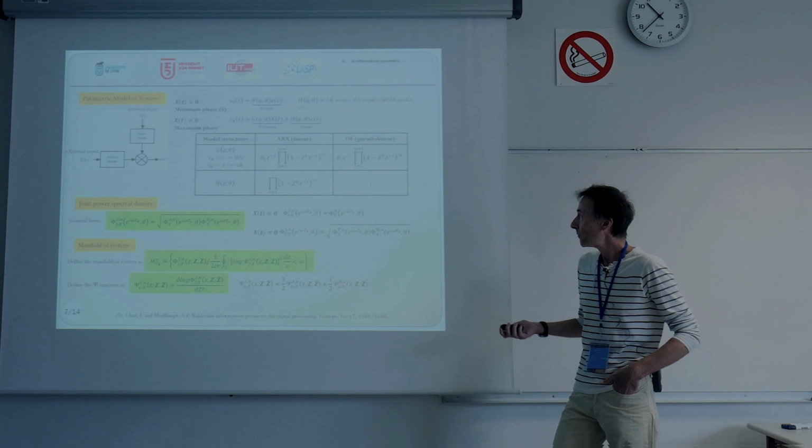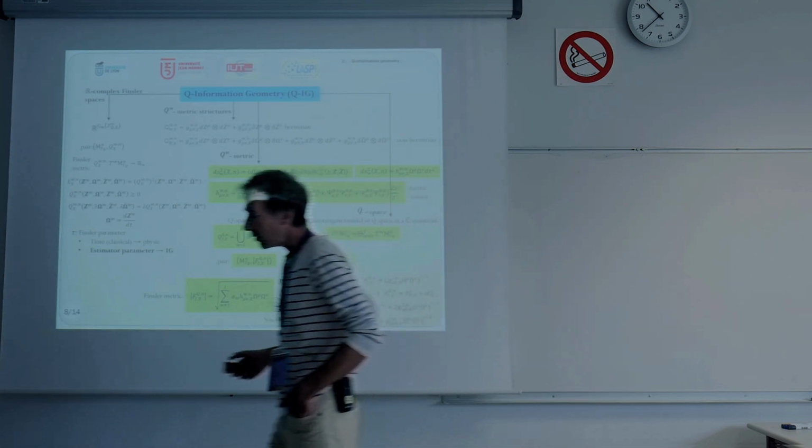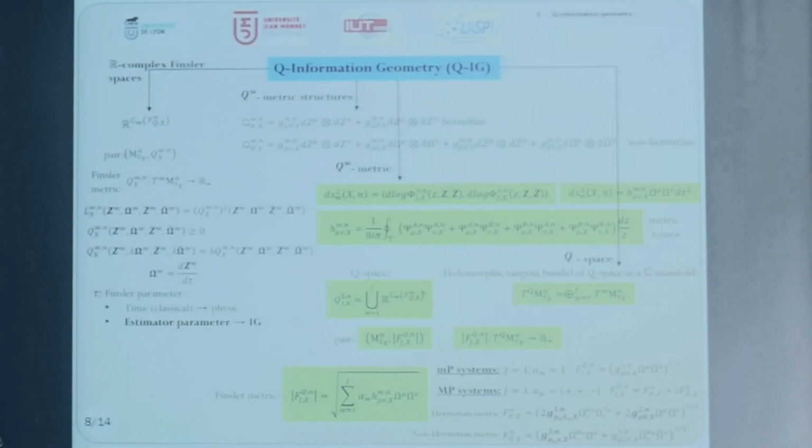Okay. And now, what is the Q information geometry? The Q information geometry has 4 main parts. The first part is to define the R complex Finsler subspaces. The R Finsler subspaces is defined by this one. Such a space is a pair of manifold of system and the Finsler metric. QW is a Finsler metric.